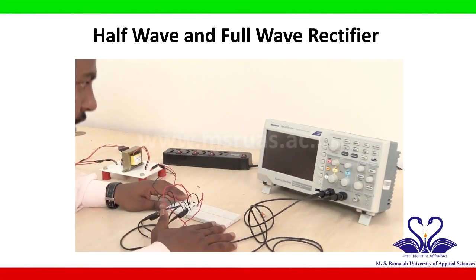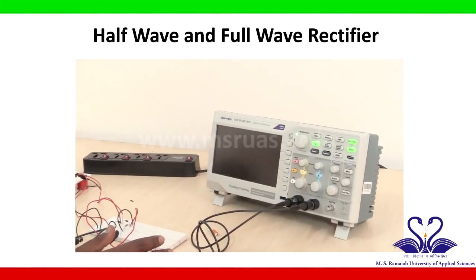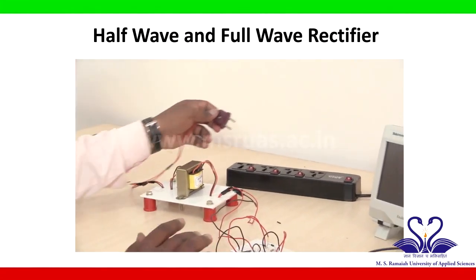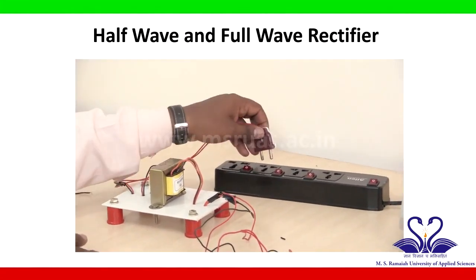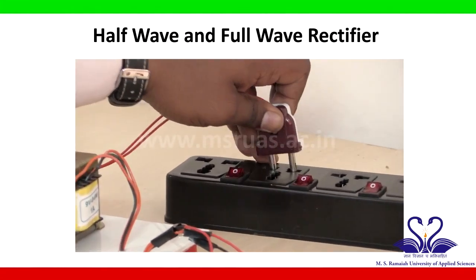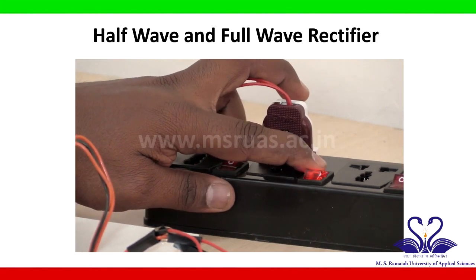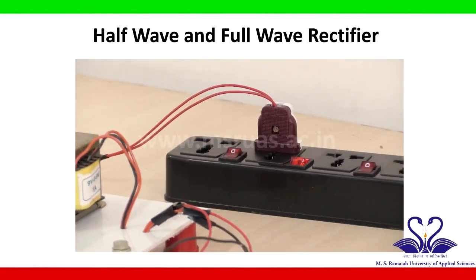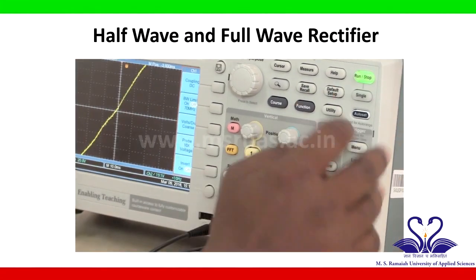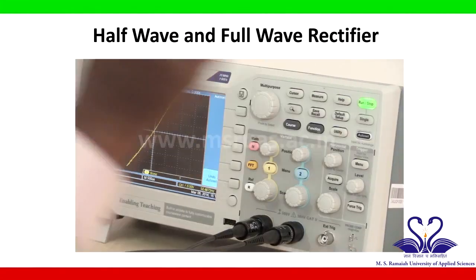Once the connections have finished, turn on the digital oscilloscope and connect the transformer primary to a 230 volt main supply and turn on the power supply. Now go to default setup in the digital oscilloscope, then press auto set.